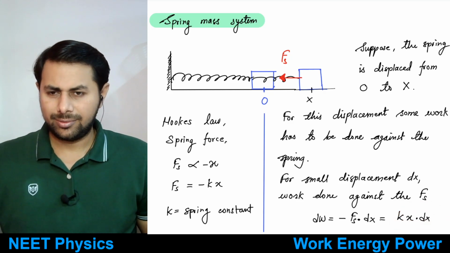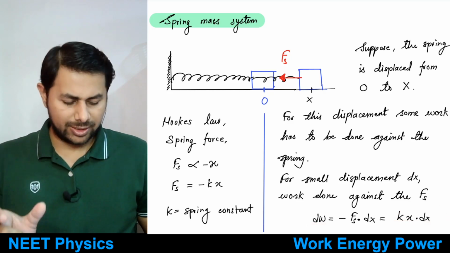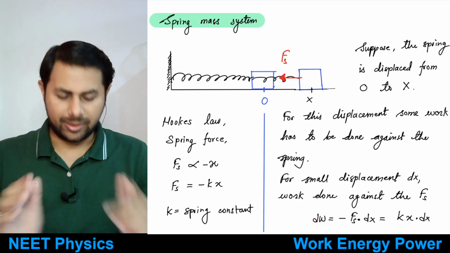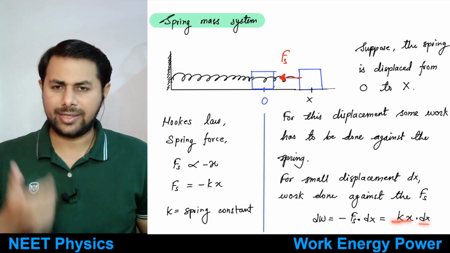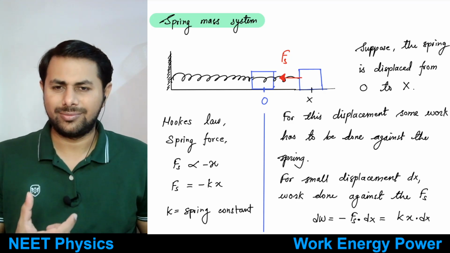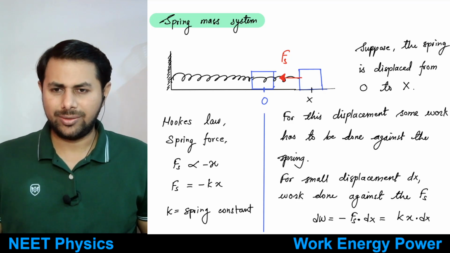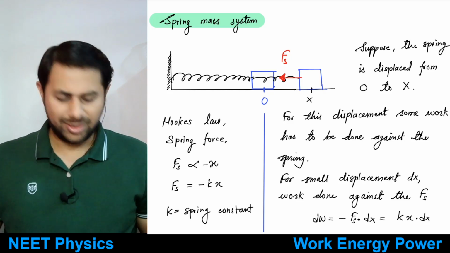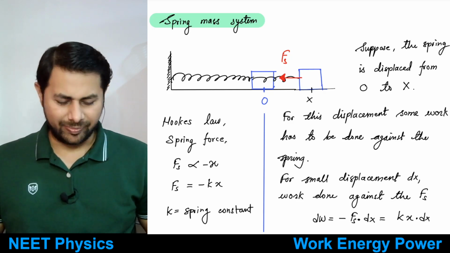Is this clear? External force is equal to plus kx, so the work done in stretching the spring by a small displacement dx is equal to kx dx. kx is the force that you need to apply. Okay, everyone, this is clear? Is there a problem? No problem, right?